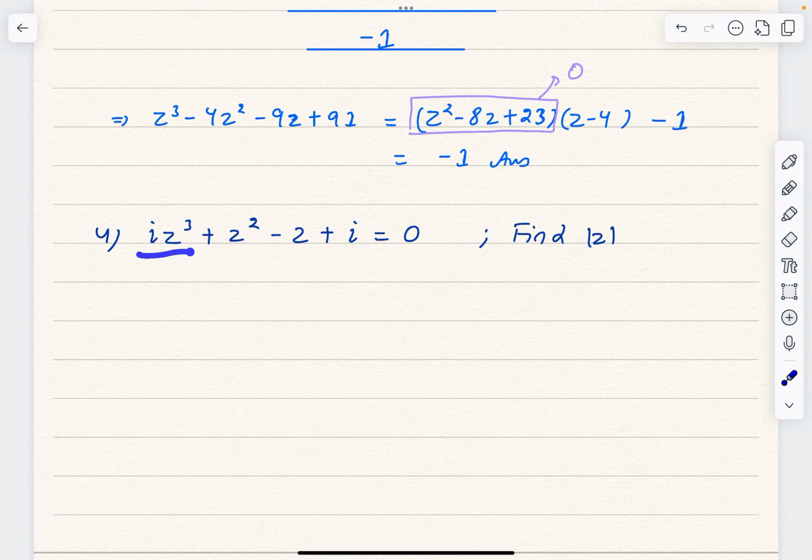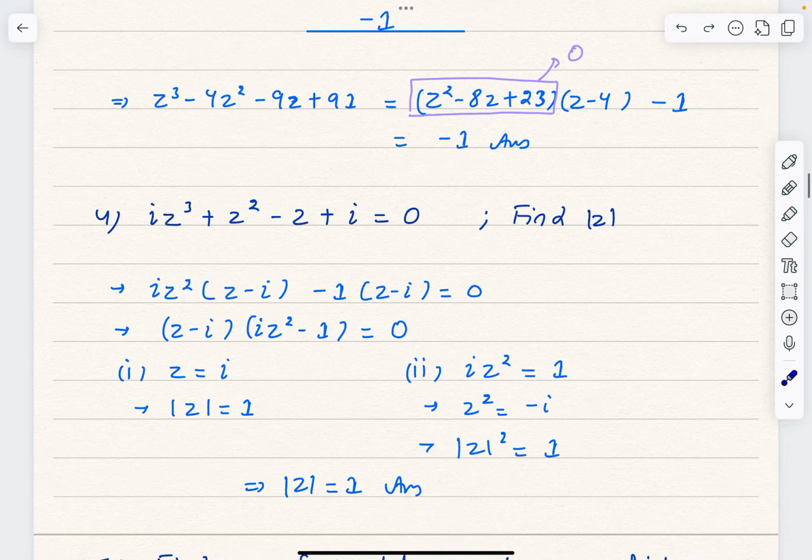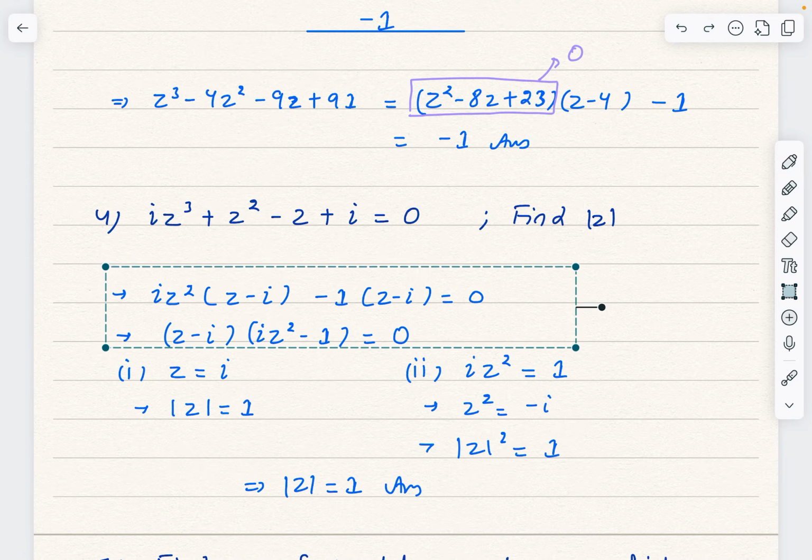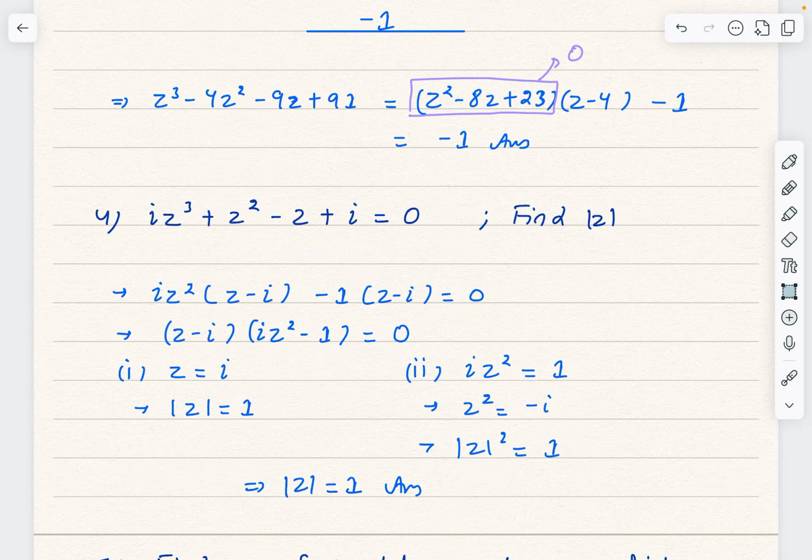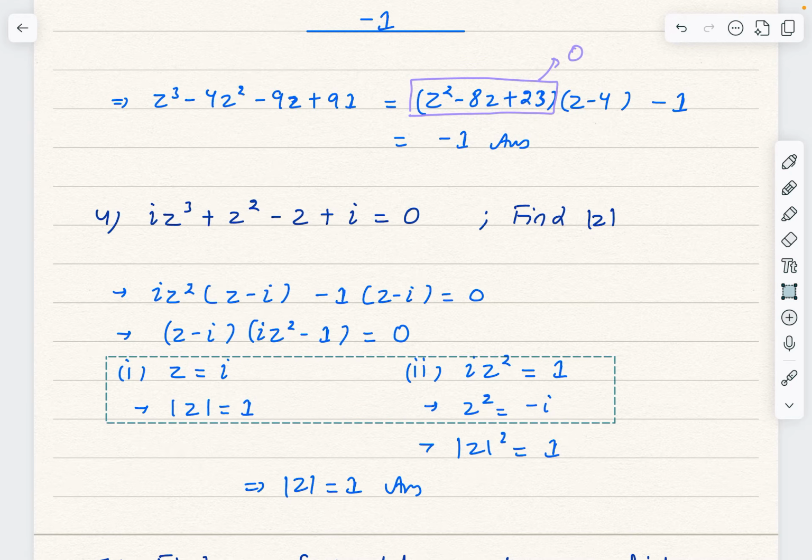We have iz³ + z² − z + i = 0. Find |z|. So again, pause and give it a try. Let's start discussion now. See, first of all, if you see this equation, for the first two terms, if I take iz² common, you get (z − i) only. If you take iz² common, we get z − i.